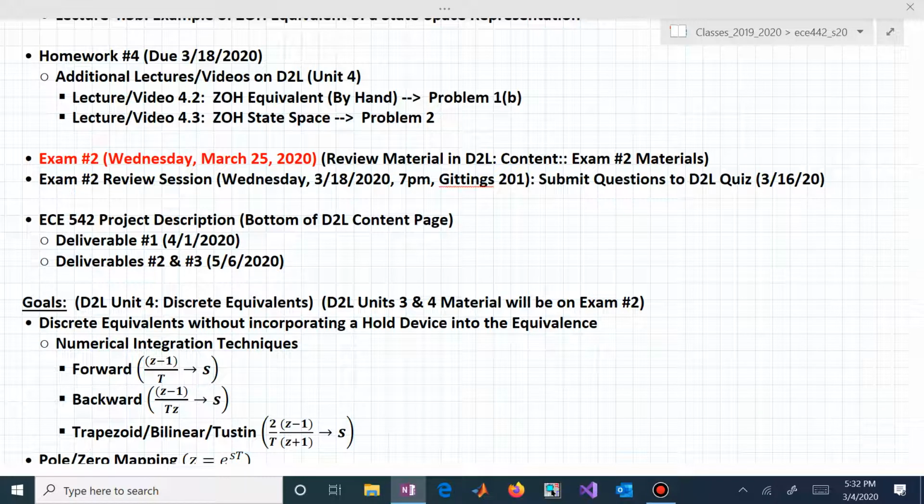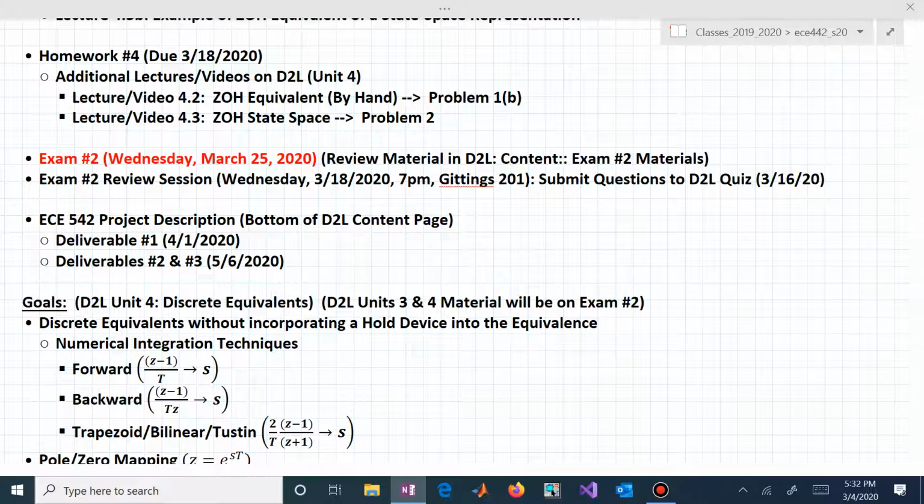Homework number 4 is due actually in 2 weeks, which means that it's due the week you return from spring break on a Wednesday. And there's some homework problems that are directly connected to those additional videos and notes, 4.2 and 4.3.